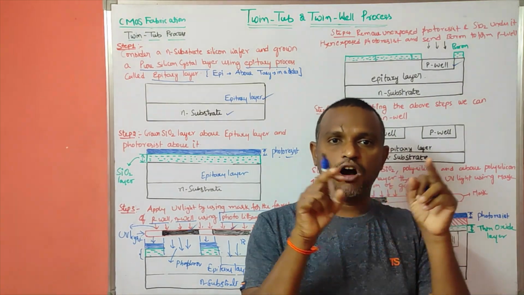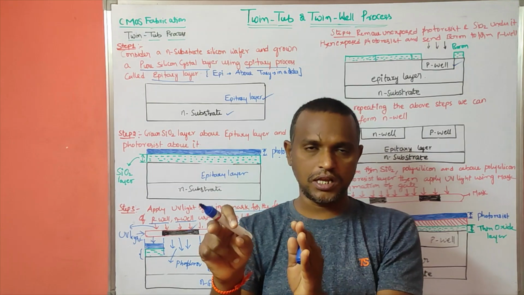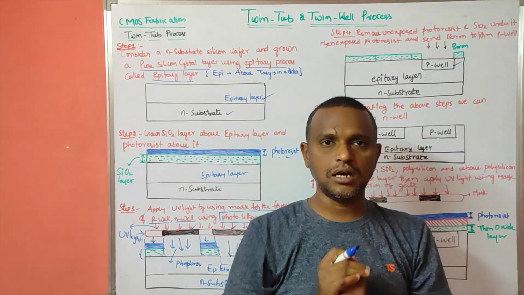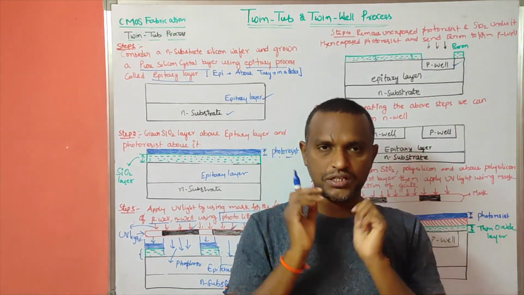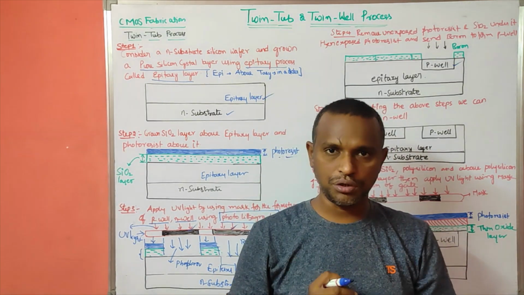Again we will form a thin SiO2 layer. Above that we will place the polysilicon, and above that we will place the photoresist, and that photoresist will be exposed to the UV light. That's what we are going to do.